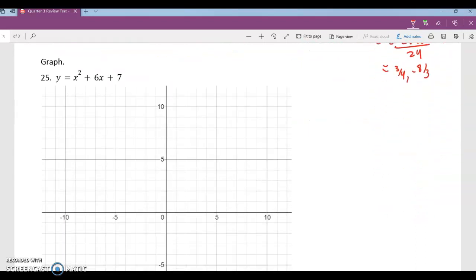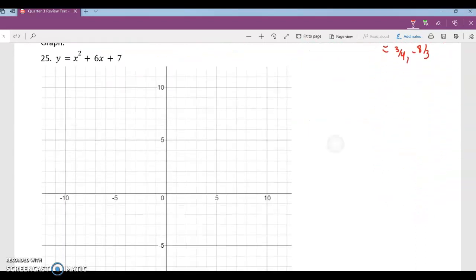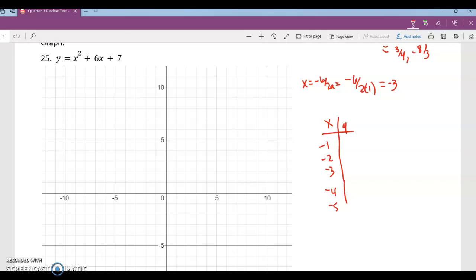Okay, last one. We're going to graph this parabola, axis of symmetry. It's negative 6 over 2 times 1, negative 3, that's my middle number. I'll also plug in negative 4, negative 5, negative 2, negative 1. When I plug in negative 1, do a little bit of arithmetic, I get 2, and by symmetry I know that I'll get the same thing when I plug in negative 5. When I plug in negative 2, I get negative 1. Again, symmetry, I know I'll get negative 1 there. And when I plug in negative 3, I get negative 2.